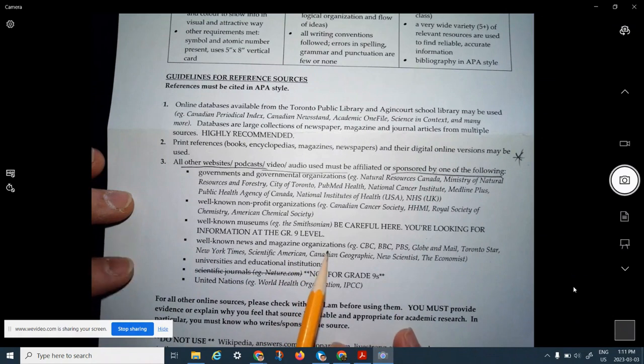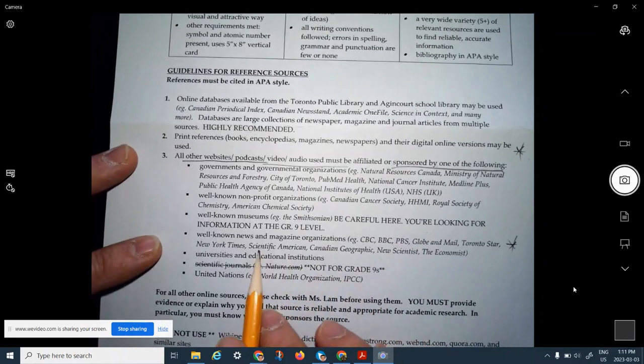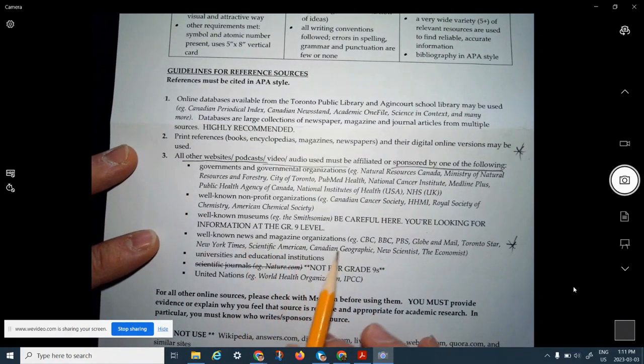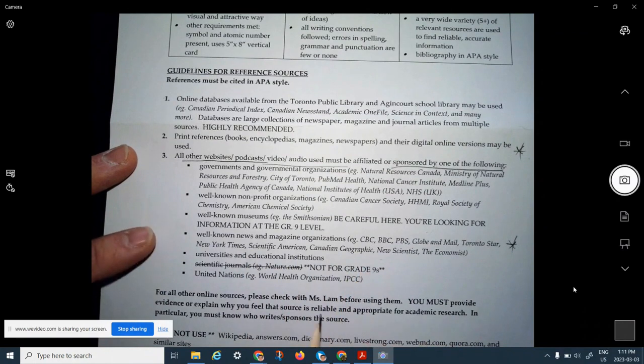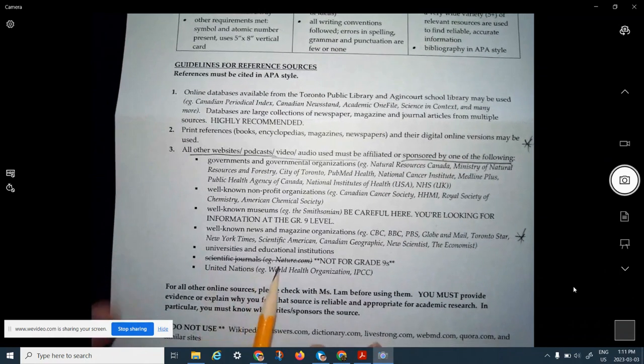Well-known news and magazine organizations. In grade 9, you're allowed to use these news and magazine organizations. Okay, in later grades you're not. University or educational institutes. Okay. Scientific journals, Nature. This one got crossed out as not for grade 9s. We're not expecting you to use those. If you end up using it, I'm okay with it, but this was crossed out because it was not an expectation that you have to use it.